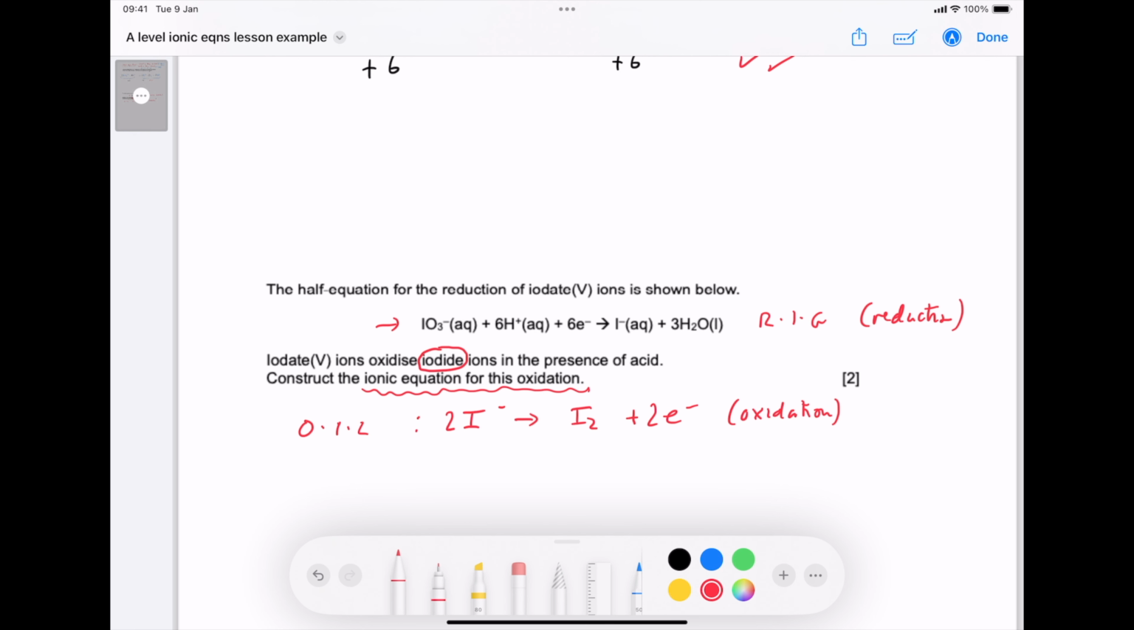Now, to balance half equations, you need to make sure the electrons, which I've circled here, are the same in each equation. What you have to do is multiply either one or both of the half equations through by a number to change the electrons to make them exactly the same. So I just multiply the whole thing through by 3, which will give us 3 times 2 is 6 I minus goes to 3 I2 plus 6 e minus. So now I'm going to be adding this equation to this equation.